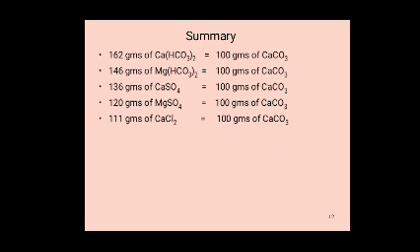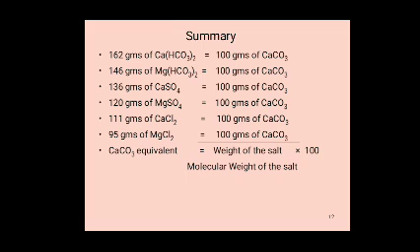111 grams of calcium chloride is equal to 100 grams of calcium carbonate. 95 grams of magnesium chloride is equal to 100 grams of calcium carbonate. Therefore, calcium carbonate equivalent weight is equal to weight of salt by gram molecular weight of salt into 100.